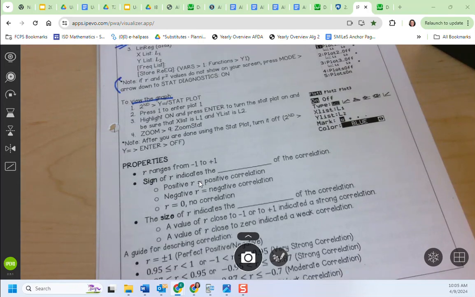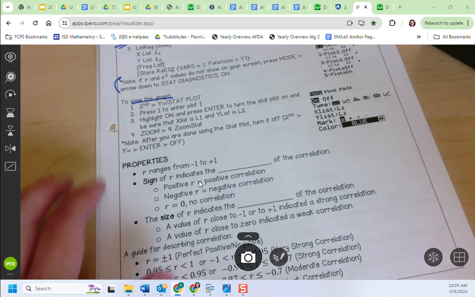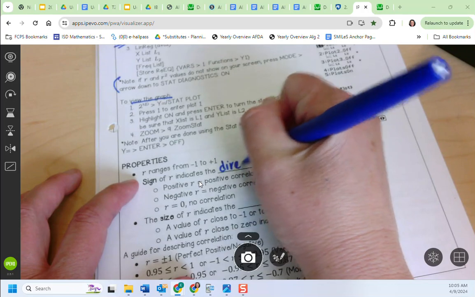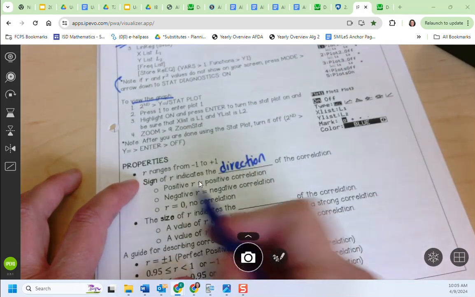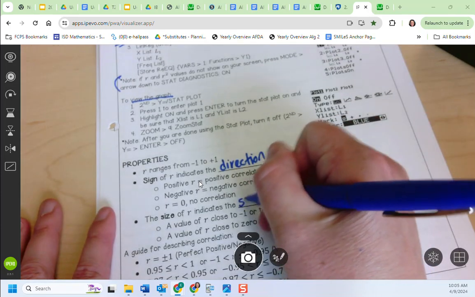The R values can range from -1 to +1. The sign, positive or negative, indicates the direction. So if you have a positive R value, you're going to have a positive correlation or a positive slope, and a negative R value, a negative correlation and negative slope. The size of R indicates the strength.